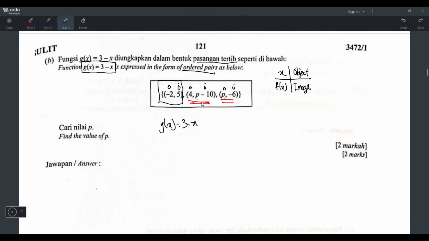So what happens? The image g(x) you sub with p minus 10. Okay, image is g(x). 3 minus x is 3 minus 4. It means the image is equal to 3 minus object. So p minus 10, which is the image, equals 3 minus object, 3 minus 4. So you end up getting p minus 10 equals 3 minus 4 gives you negative 1. And then negative 1 plus 10 is just 9. You can use your calculator to help you. You'll get the same.